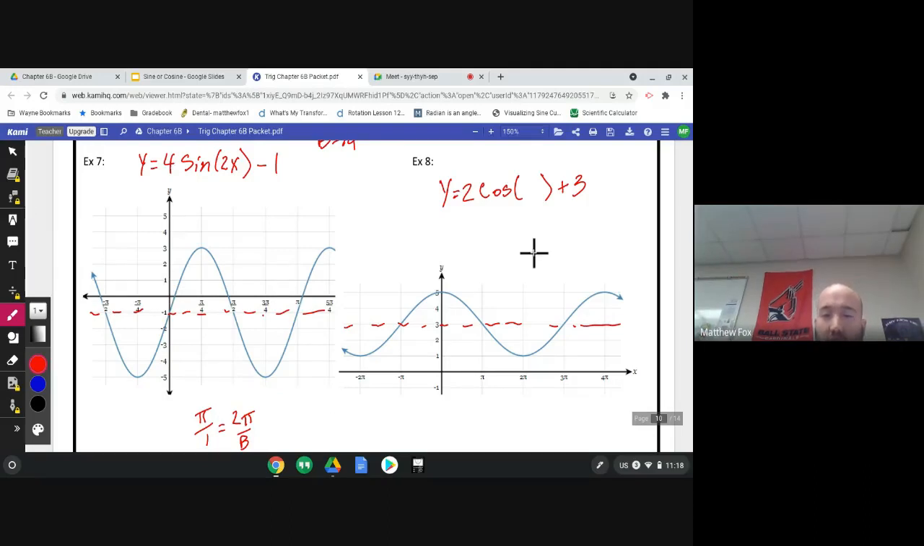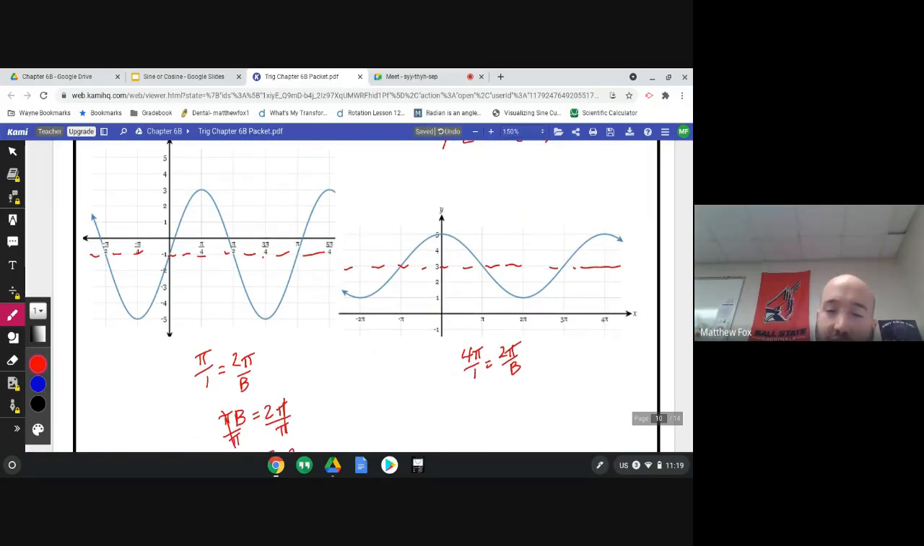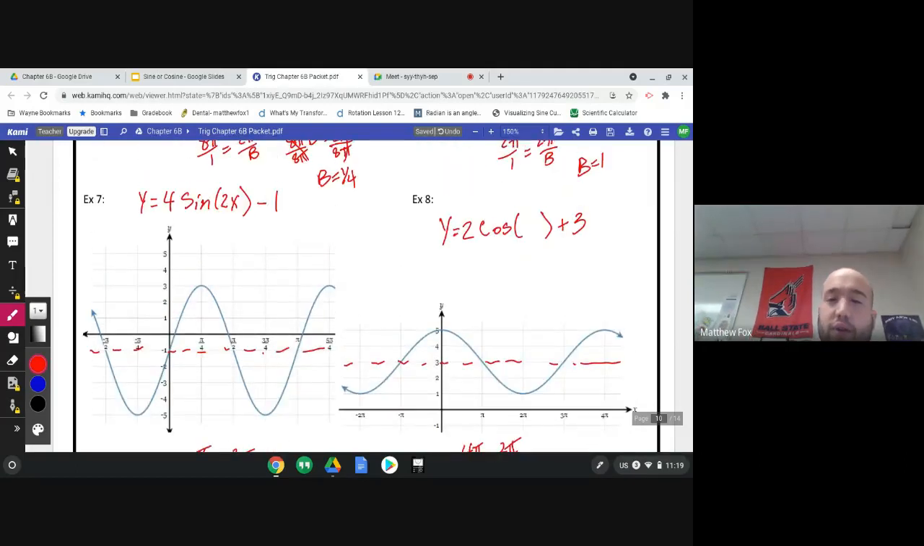Okay, so to finish it out, what's our period? We start here, comes down, goes back up, ends at 4 pi. So one cycle is 4 pi radians, so 4 pi over 1 equals 2 pi over b. We cross multiply, we get 4 pi b equals 2 pi, divide by 4 pi. The pi's will cancel. 2 over 4 reduces to 1/2. And we have 1 over 2x there. So we are done.